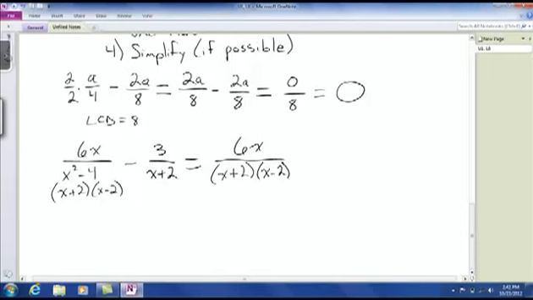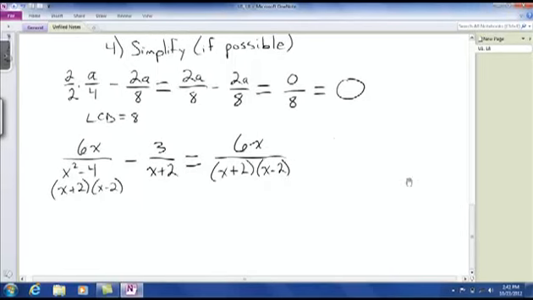Times x minus 2. x plus 2 times x minus 2, right? And then we're subtracting. No, we're not, because it's going to delete it as soon as I write it. 3 over x plus 2. And let me go ahead and put that x plus 2 in parentheses just to make it look the same. So, what do you notice?